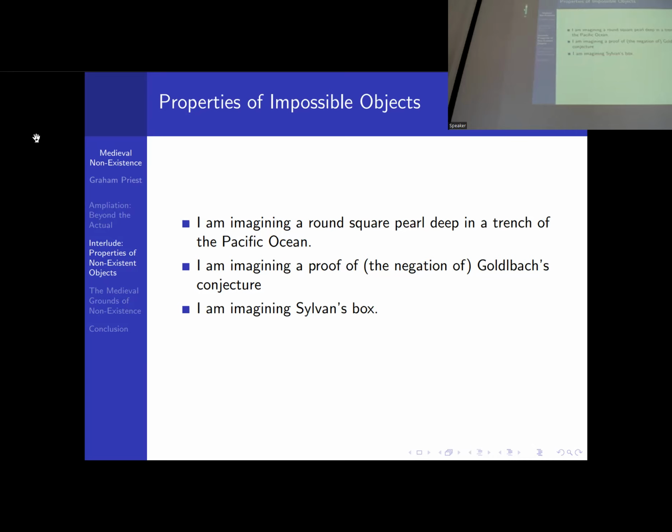Where does the round square pearl deep in a trench of the Pacific Ocean have its properties, that it is being a round square pearl, etc., etc.? Well, in the impossible world where there is such a pearl. Where did Nick and Graham find Sylvan's box? Well, in an impossible world, there is this contradictory box. So where do impossible objects have their impossible properties? Not at this world, because this is not an impossible world. They have them at impossible worlds.